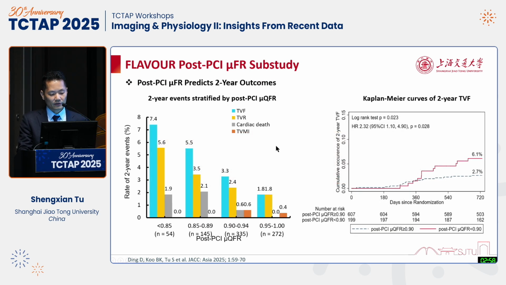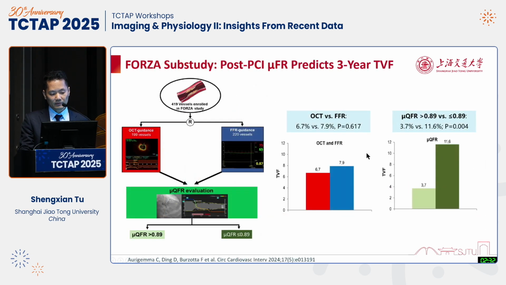And this is the main result, showing that actually the lower the mu-FFR, the higher the event rate. So this is consistently demonstrated here. And the event rate actually diverges after 1 year. So within the first year, the post-PCI physiology cannot differentiate them. But after 1 year, you can see the lower the mu-FFR, the higher the event rate after 2 years. A similar result has been demonstrated in the FORZA sub-study published in Circulation: Cardiovascular Interventions last year. As you can see, the mu-FFR clearly predicts the long-term outcome, 3-year target vessel failure.